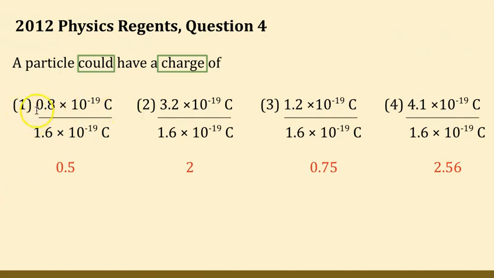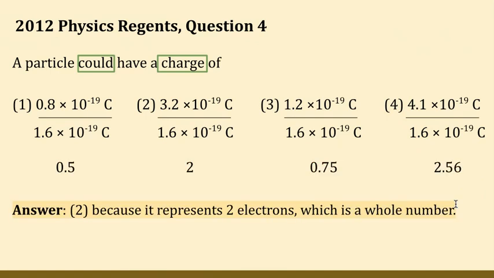Answer choice 1 represents half of an electron. Answer choice 2 represents 2 electrons. Choice 3 represents 0.75 electrons, and choice 4 represents 2.56 electrons. So we're going to pick answer choice 2 because that is the only one that represents a whole number of electrons.